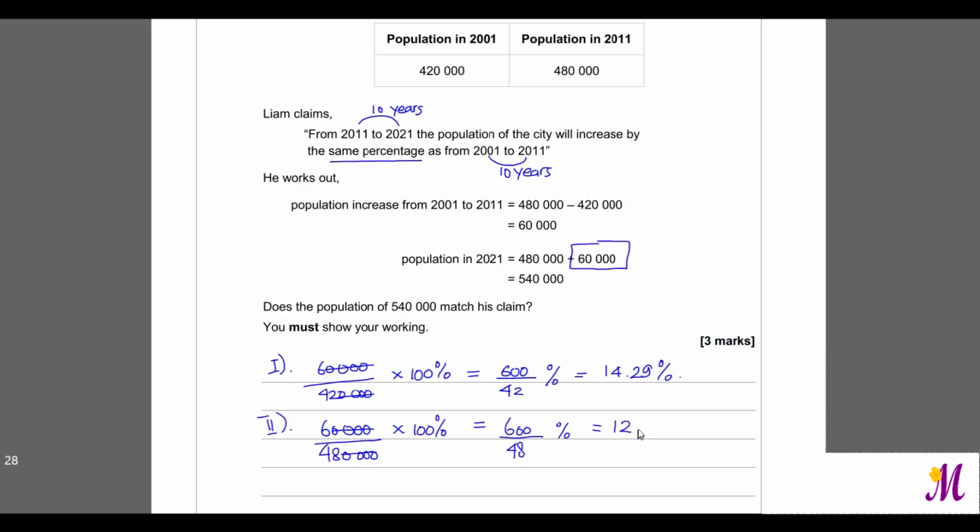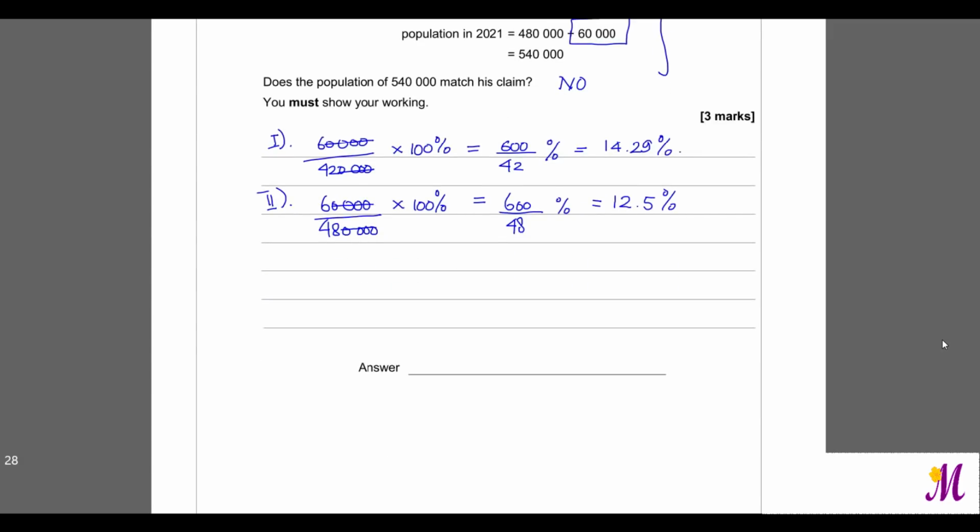It's 12.5%. And they're not the same. So you can make conclusion that his calculation here does not match with his claim here. So the answer is no, it doesn't match. Let's write it down here. The answer is no.